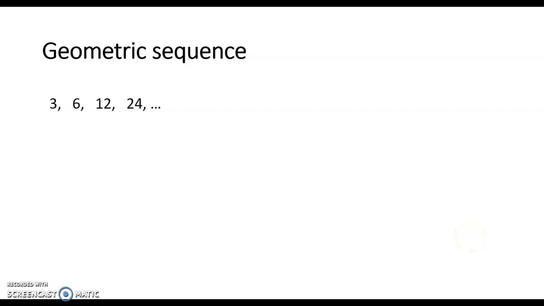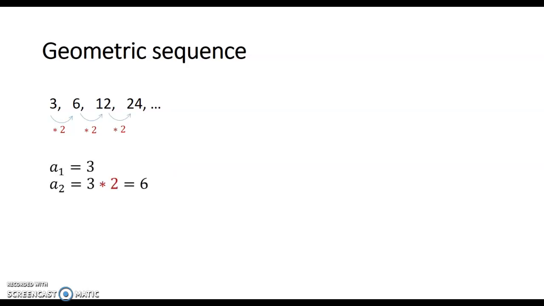Now let's talk about geometric sequences and series. Let's start with a sequence. A sequence means that we are simply listing the numbers, but in a geometric sequence there is a rule where we either multiply or divide by a value to go from one value to the next. In the example that we have here, 3, 6, 12, 24, the rule was to always multiply by the value 2 to go from one value to the next.